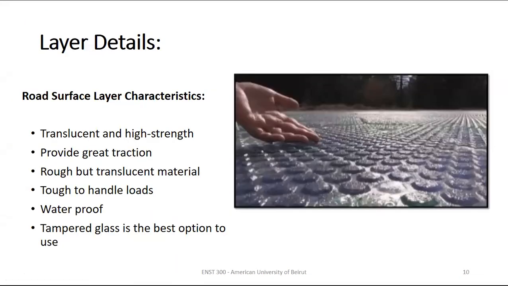The road surface layer is the topmost layer, so it should be translucent and strong. It should provide great traction. It should be rough enough to provide great traction to prevent the skidding of vehicles, but at the same time, it should be translucent enough to pass the daylight to the reflector cells and the LEDs and the heating element that are embedded within it.